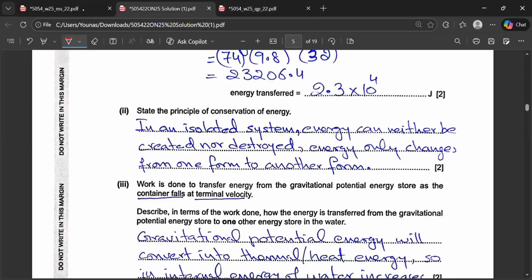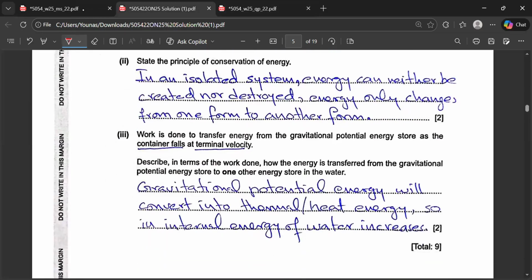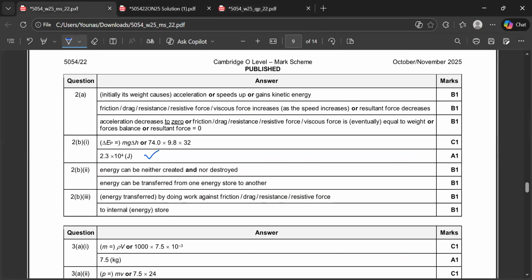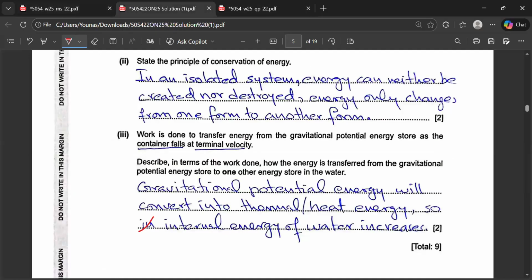Because that heat is being dissipated into the water, the water's temperature is supposed to rise. So gravitational potential energy will convert into thermal or heat energy, and the internal energy of the water increases. Okay, let me read from here. Energy is transferred by doing work against friction, drag, or resistive force to the internal energy store. Whenever the internal energy increases, most probably the temperature will rise.